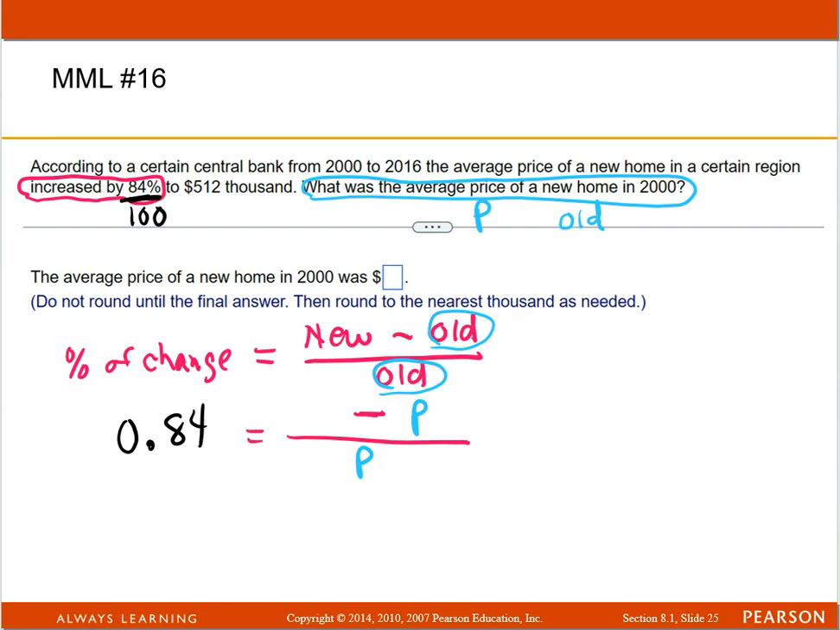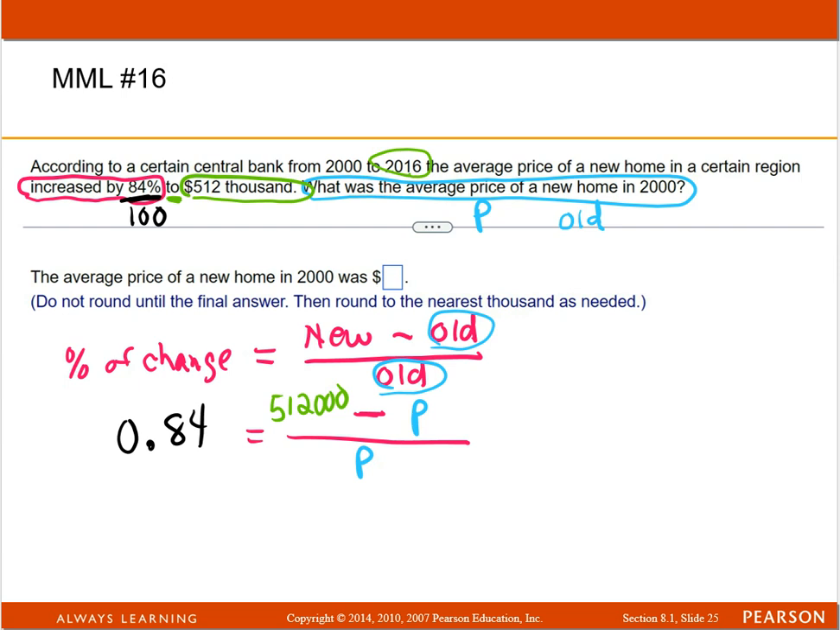The new price is, it said from 2000 to 2016, the average price of a new home increased 84% to 512,000. 512,000 would look like this. I'm going to use that number. Okay, so 512,000. I have to figure out what P is.